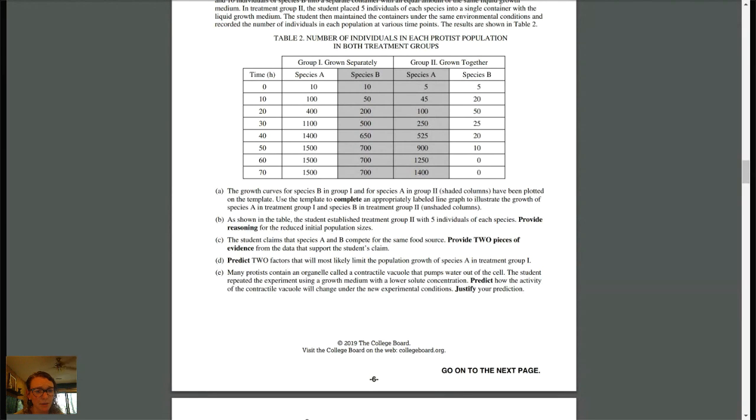Lastly, E says many protists contain an organelle called a contractile vacuole that pumps water out of the cell. Okay, out of the cell. Remember that water is going to be pumped more quickly towards environments with higher solute concentrations. And this says predict how the activity of the contractile vacuole will change under lower solute concentrations. So our contractile vacuole should be less active because there's less solute outside. So the outside environment is less hypertonic, and so water is going to move there less. Okay. Hypotonic.